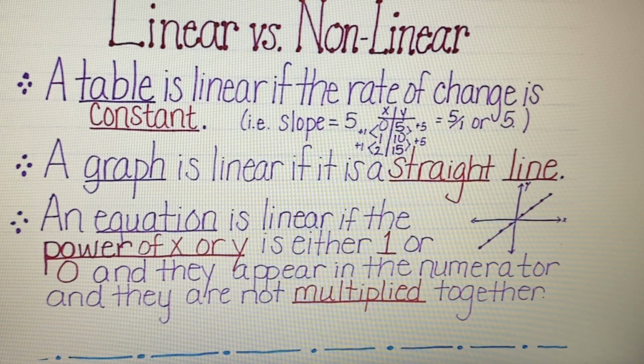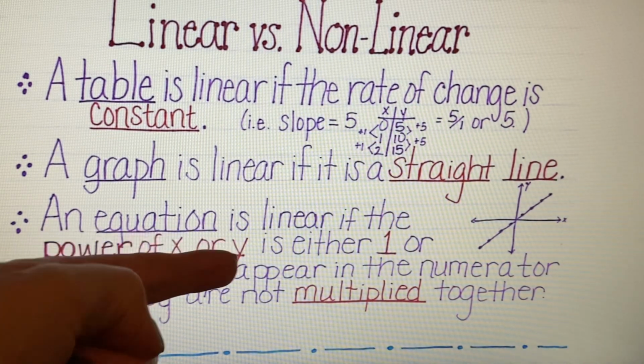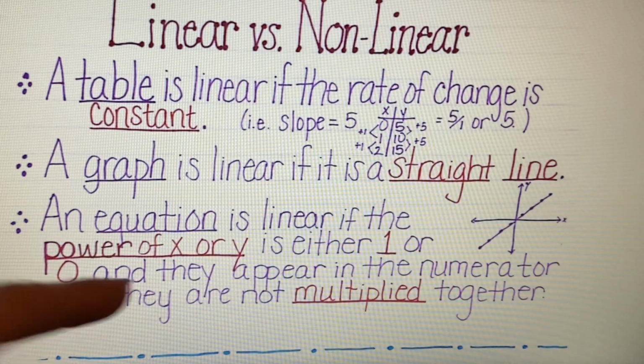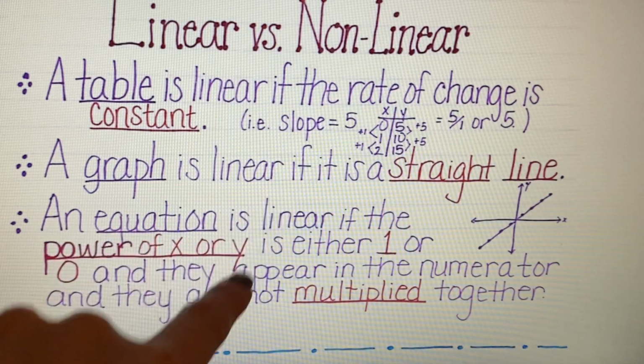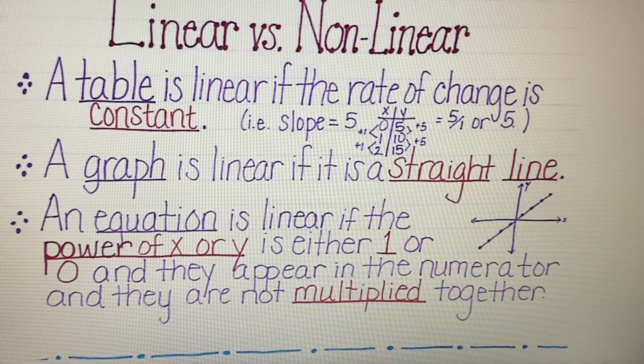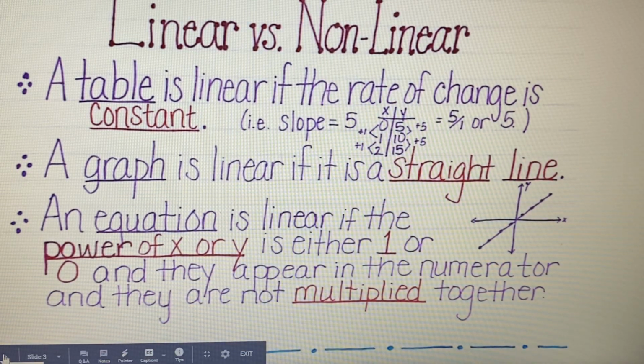An equation is linear if the power of x or y is either 1 or 0, and they appear in the numerator and they are not multiplied together, okay? And we'll take a look at this here in a minute and see what I'm talking about. But basically what you need to keep in mind is when you see that x and that y, we want it raised to the power of 1, which just means 1x or 1y. We do not want to see x squared or x cubed or y squared or y cubed, because when we see that, that's our indicator that it's no longer going to form a straight line. It's going to be a function, but not a linear function, okay? And that'll make more sense here in a minute when we get to the next slides.